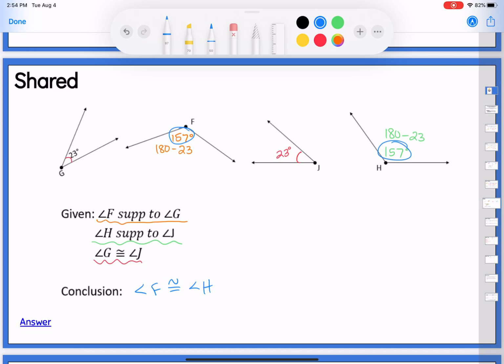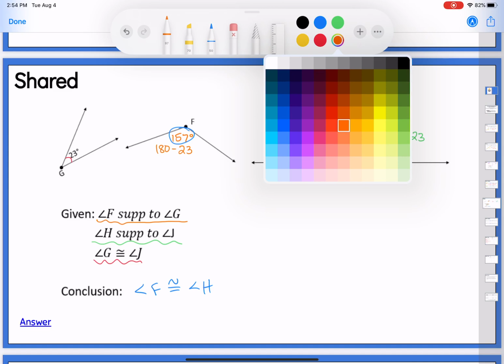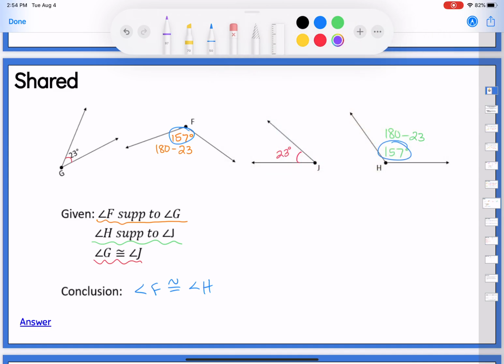Now, would that have worked if I hadn't given you any numbers? What if I only gave you the givens, but did not give you any of those numbers? No 23. What if I just said X? Well, then J would be X, and F would be 180 minus X, and H would also be 180 minus X, and they're still congruent even if I don't know what the numbers are, right? So if all I'm given is that F is supplementary to G, H is supplementary to J, and G and J are congruent, then I have those two angles are congruent as well.